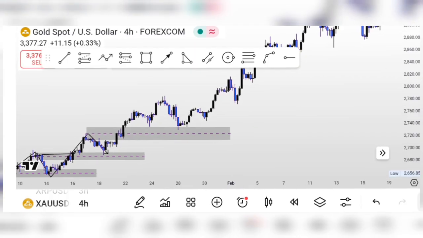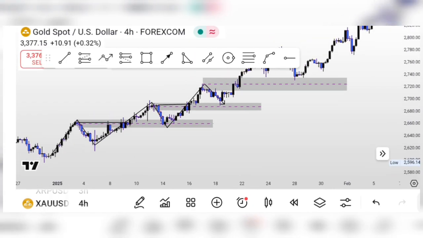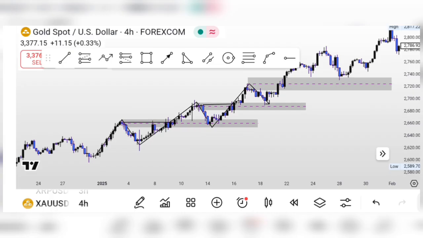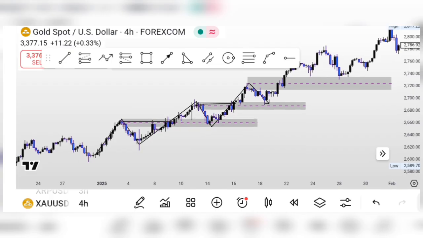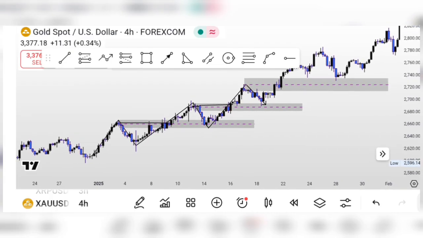Higher high, higher low, higher high, higher low, break of structure, retest, break of structure, retest. So that is it for gold. So this is how gold works.